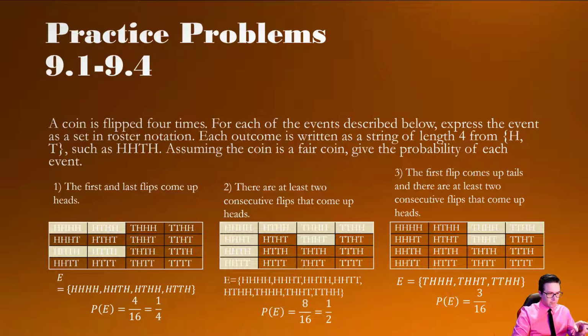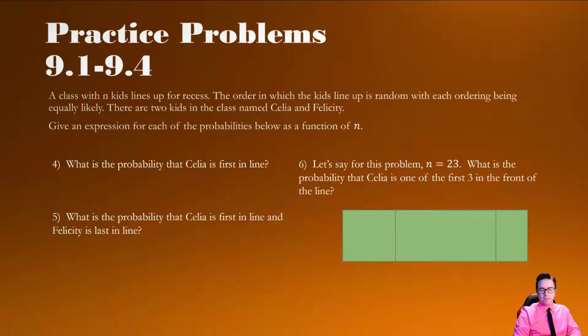The highlighted ones are the ones that satisfy that condition for the event space, and then I just wrote down what they were. And then for four, what is the probability that Celia is the first in line?